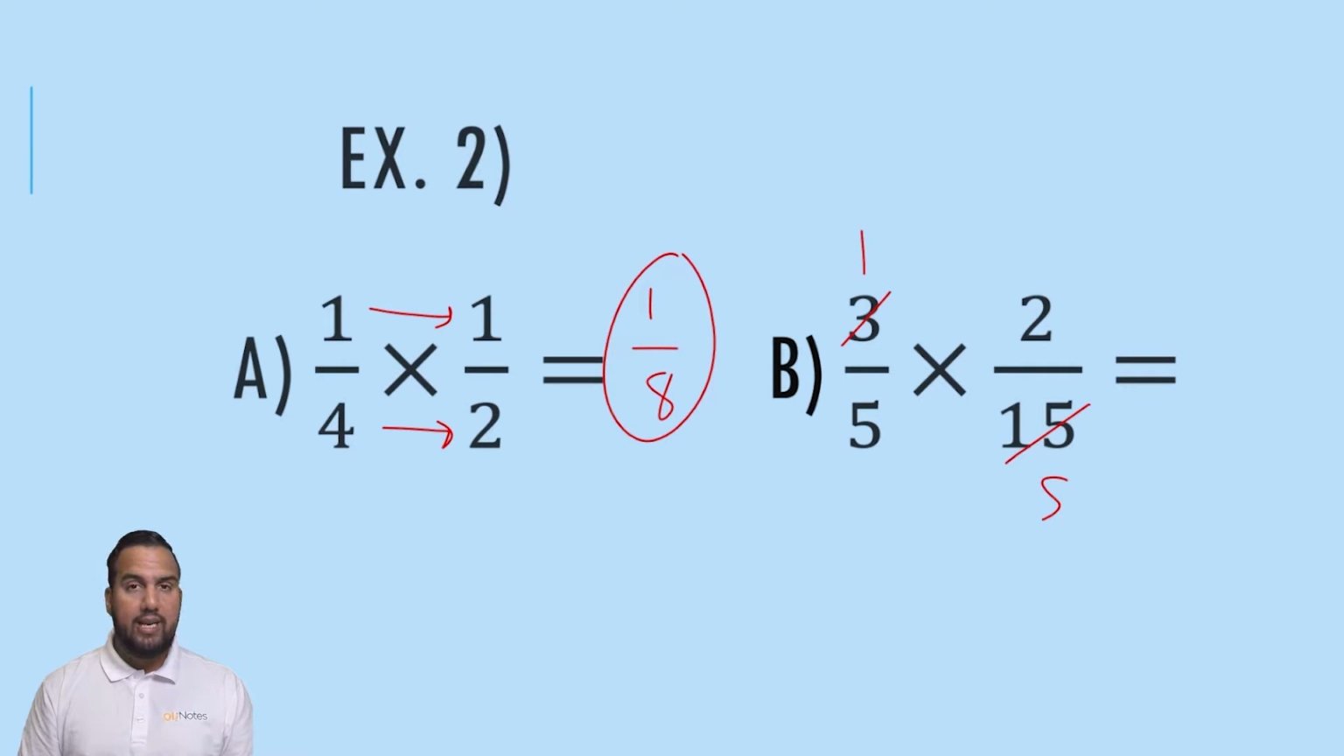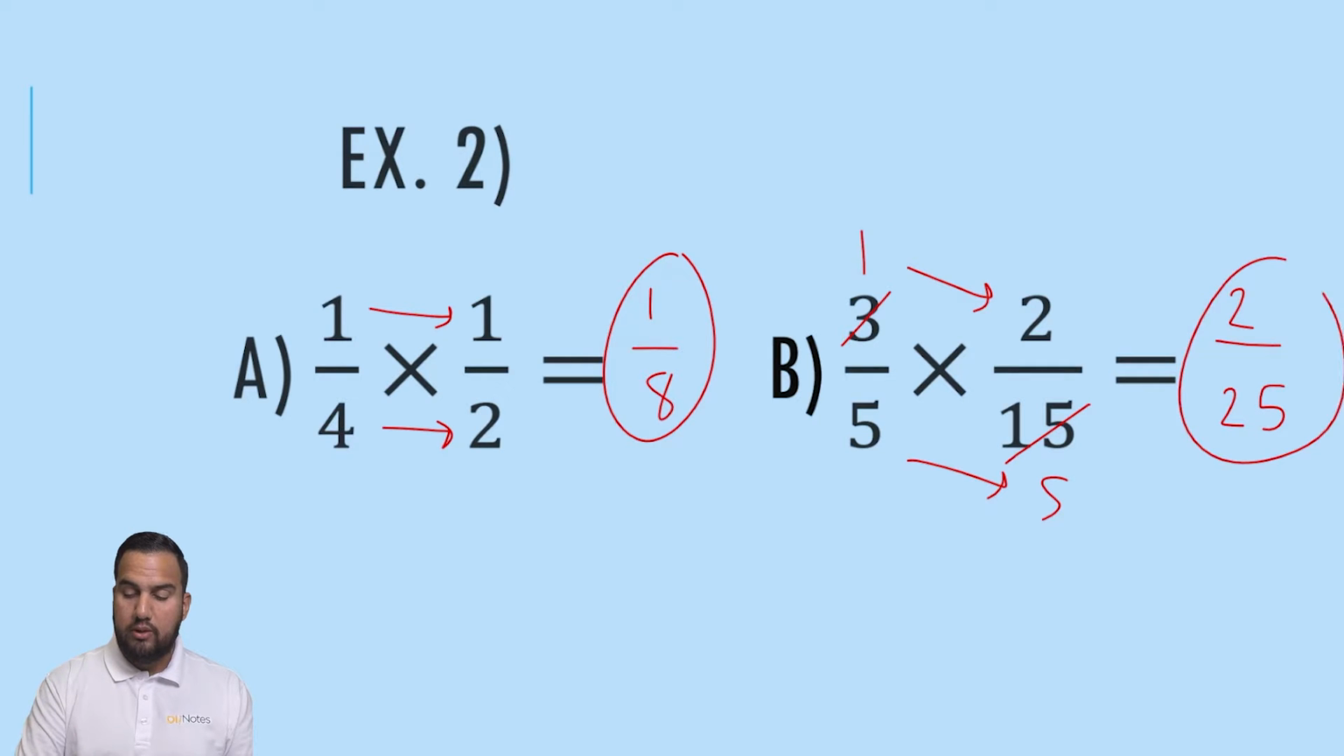I can't simplify any other way. So I'm just going to multiply straight across. 1 times 2 is 2. 5 times 5 is 25. So my final answer is 2/25, and I'm done. You're going to notice you can't simplify 2/25. So that's another reason why you know you already found it in simplest form. Okay? Hopefully that wasn't too bad.